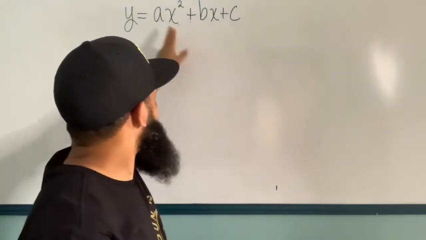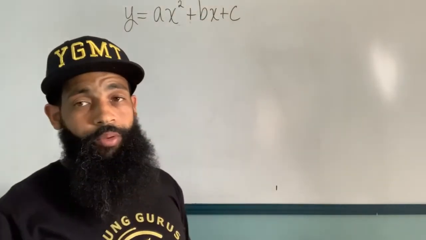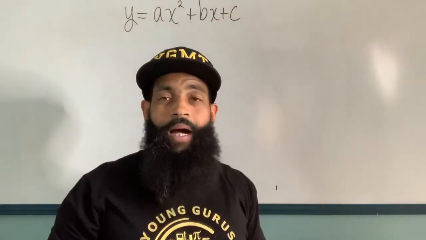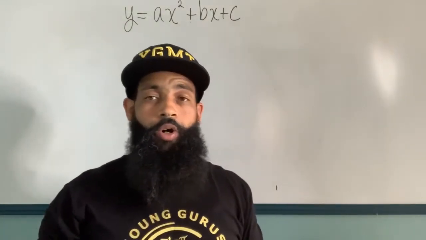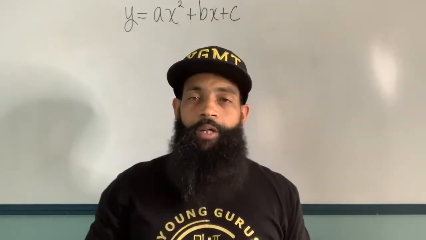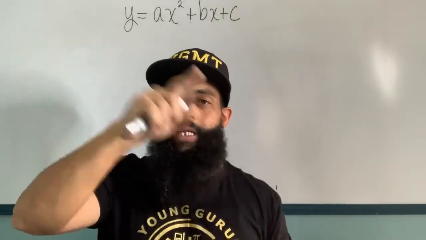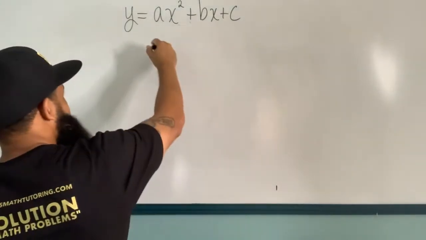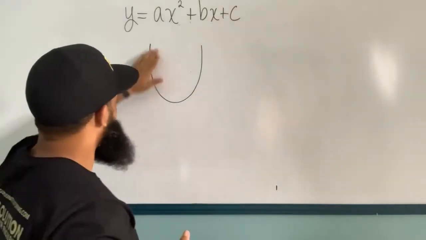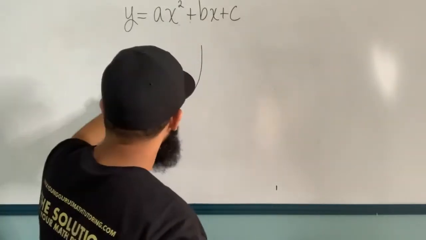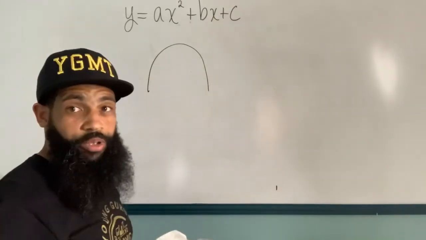So a can be any number, b can be any number, and c can be any number. Now there are some different traits about the graph of this equation. First of all, the graph of this equation is called a parabola. And a parabola is either going to be a U shape or an N shape. So it kind of looks like this, or it's going to be the flip of that. So it might look like that, almost like an N.